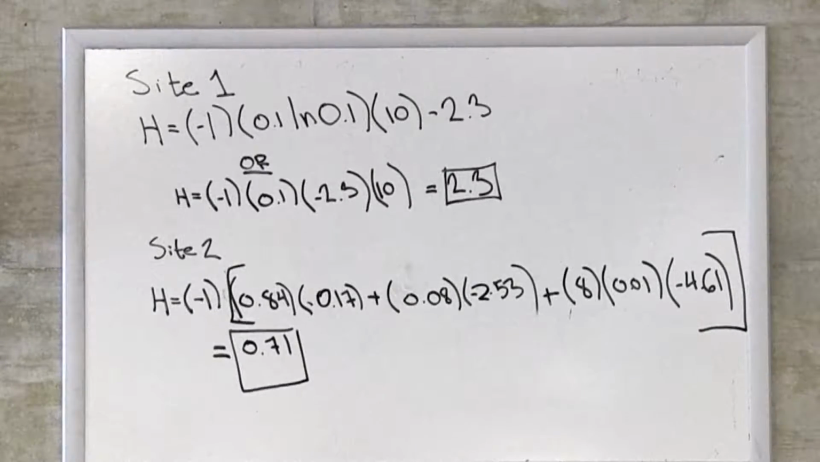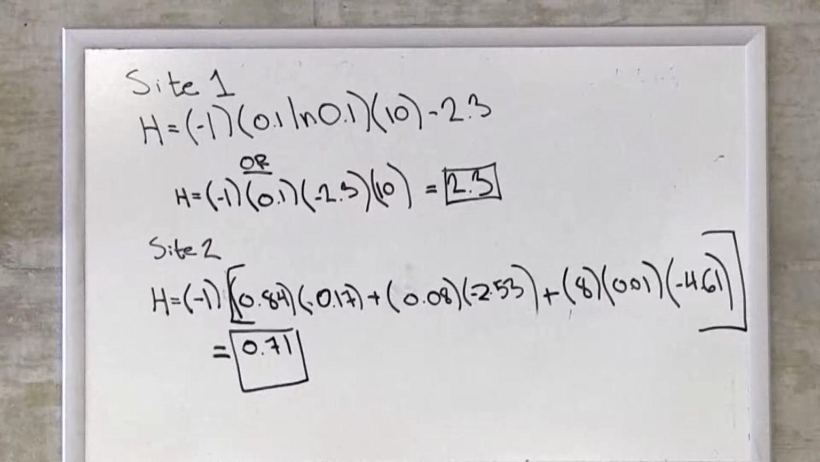Let's look at the examples of 100 individuals. We found 10 species and 10 animals per species. The proportion of individuals of each of the species is the same, or 0.1. So here, H equals -1 times 0.1 times ln of 0.1, times 10, which equals 2.3, or H equals -1 times 0.1 times -2.3 times 10, which gives you the same value of 2.3.